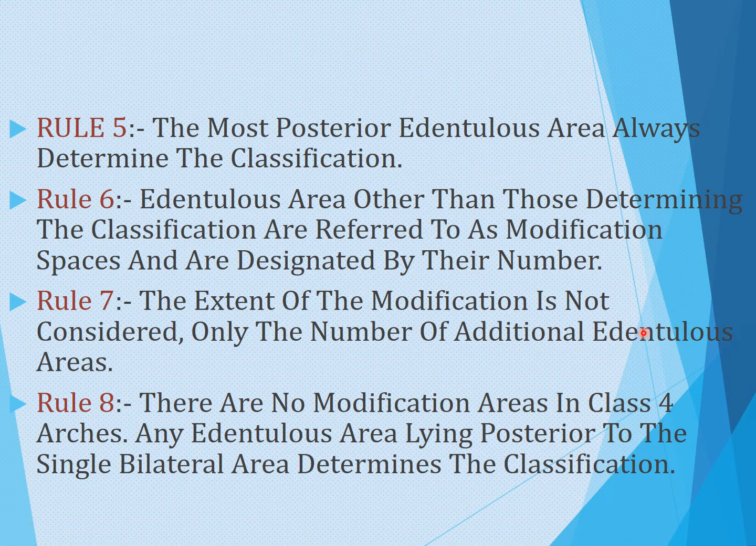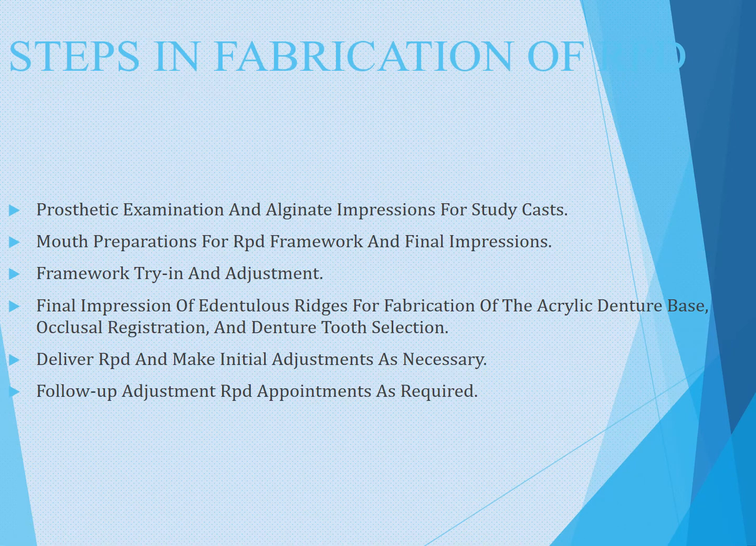If 3 teeth are missing on one side and 3 teeth are missing on the other side, there are 2 edentulous spaces. It doesn't mean there are 6 edentulous spaces. Okay, so it will be like a class 2 modification 2 or 1 or whatever. Okay, so rule 8: there is no modification area in class 4 arches. Any edentulous area lying posterior to the single bilateral area determines the classification. Okay, all right, just know them, guys.